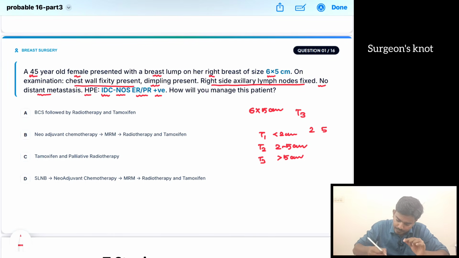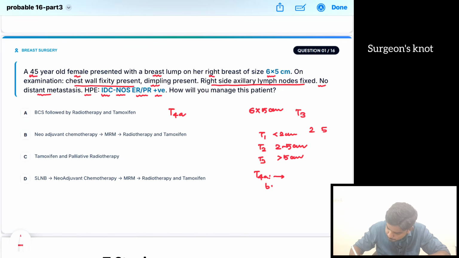Next we have to see here there is chest wall fixity. Next T4A, involvement of chest wall is T4A. But pectoralis major as well as latissimus dorsi, any muscle involvement is not involved in TNM staging. Also this dimpling has nothing to do with TNM staging. Okay, T4A is if there is any chest wall involvement. Here there is chest wall involvement, so the T staging is T4A.